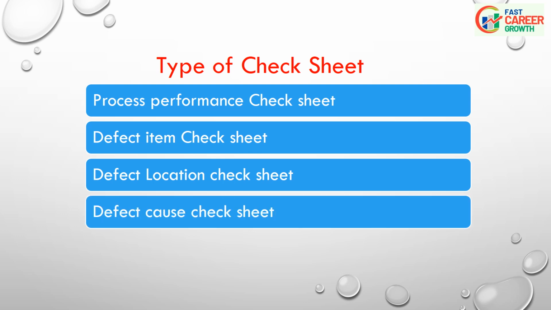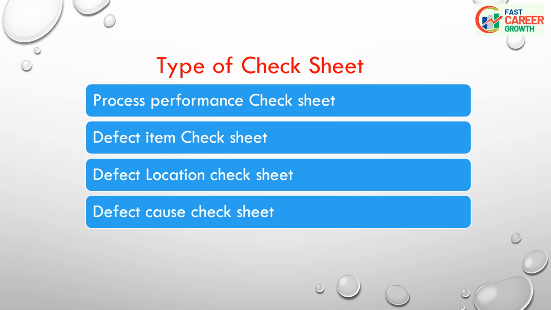Defect cause check sheet. A defect cause check sheet is designed to identify and record the root causes of defects or problems. It helps in understanding why defects are occurring. This type of check sheet typically includes categories related to potential causes, such as equipment malfunctions, human errors, material issues, or process deviations. By systematically documenting the causes of defects, you can analyze the data and focus on addressing the underlying issues, thereby reducing the occurrence of defects.